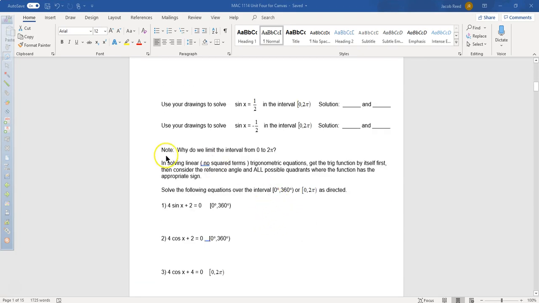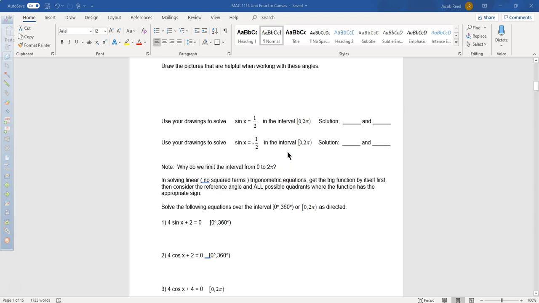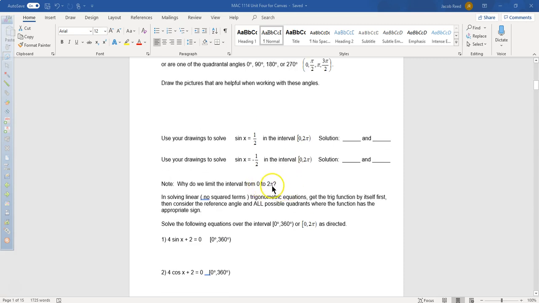Alright, so note, why do we limit the interval from 0 to 2 pi? In solving linear non-squared terms, trigonometric equations get the trig function by itself first, then consider the reference angle. We limit it down to 0 to 2 pi because remember, when we're talking about the period of a trig function, sine, cosine, secant, cosecant, they have a period of 2 pi, which means after 2 pi they start replicating. For tangent and cotangent, we're talking about 0 to pi, and then they start replicating.